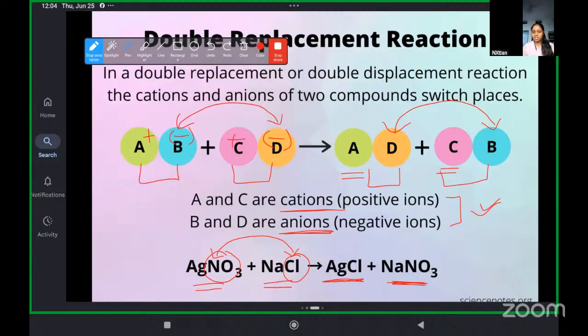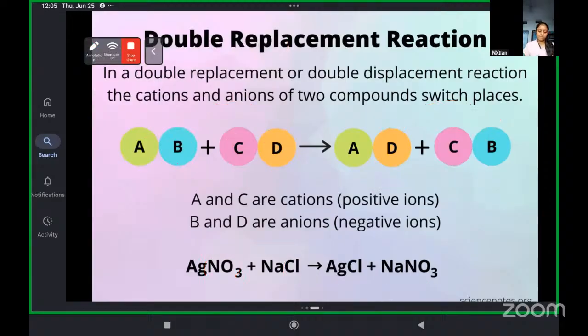Now tell me, did you understand how double displacement reaction works? Yes, ma'am. Any questions regarding double displacement reaction? No? Okay.